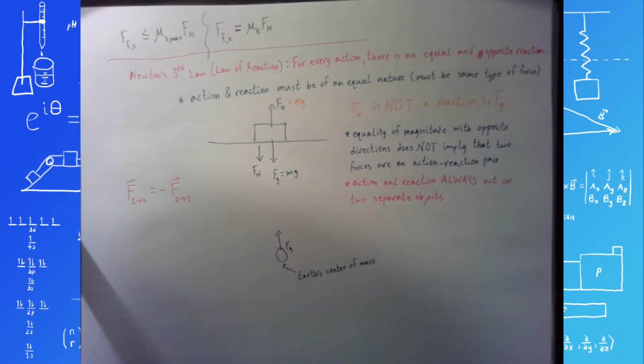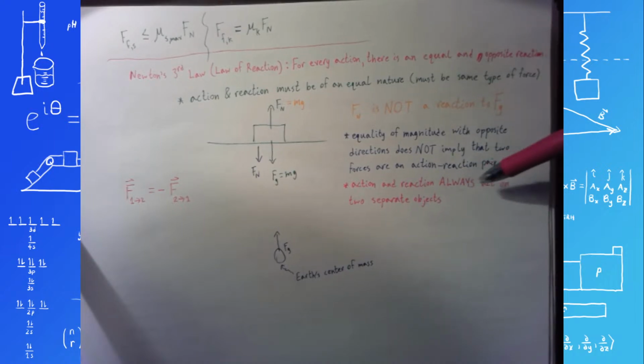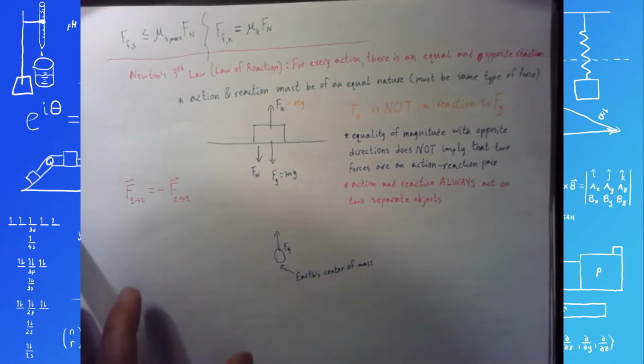Let me see, anything else I want to mention? I mean, you're going to get everything from that video I mentioned, which you should definitely watch. But is there anything super important that I want to bring up now before you go watch that? Let's see, action and reaction must be of an equal nature, equality of magnitude with opposite directions does not imply that two forces are an action-reaction pair, and action and reaction always act on two separate objects.